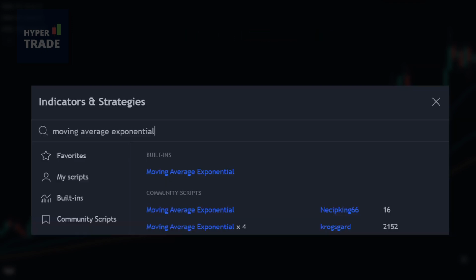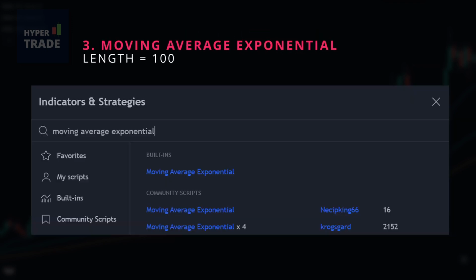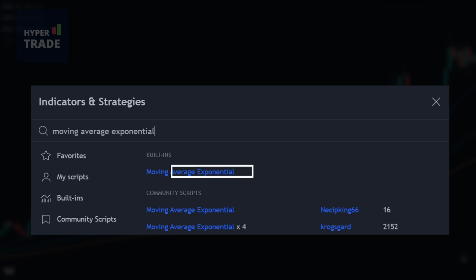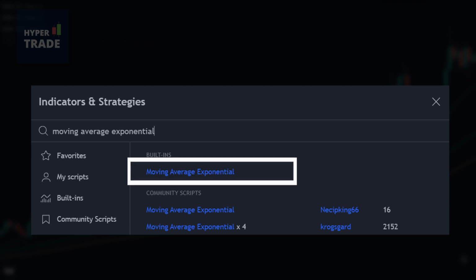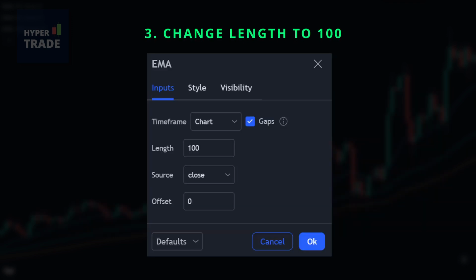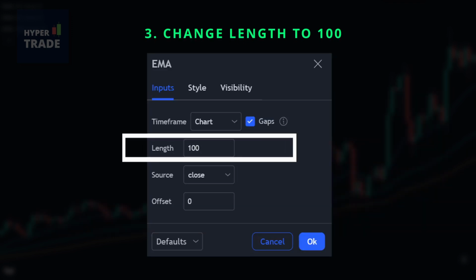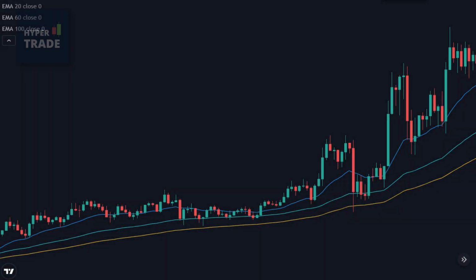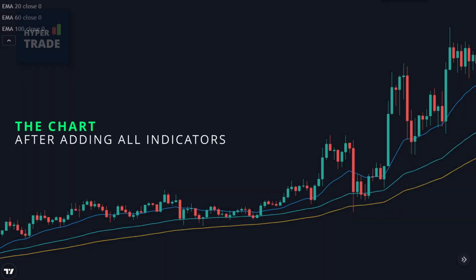Our final indicator is moving average exponential with the length of 100. It is still the same moving average exponential indicator that you can find in TradingView. Add the indicator to your chart. This time we need to change the length to 100. As you can see, this is how our chart looks after we added all the indicators needed for this strategy.